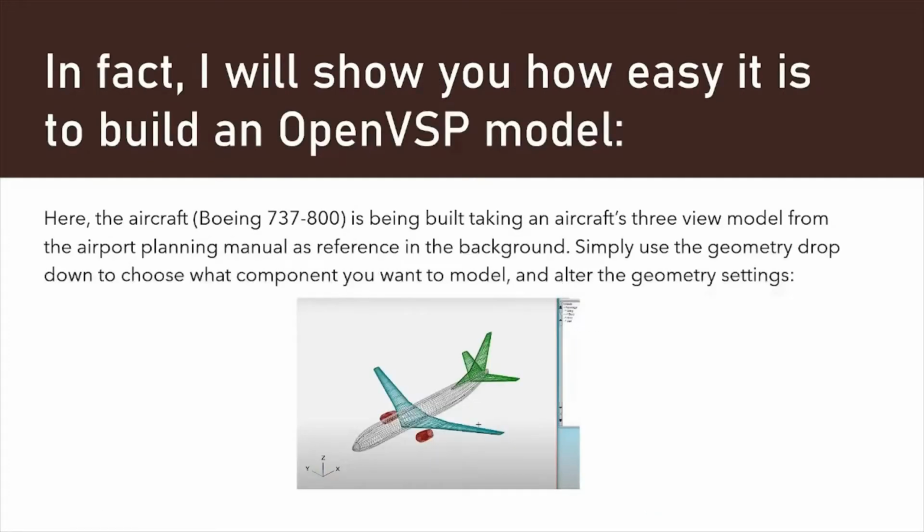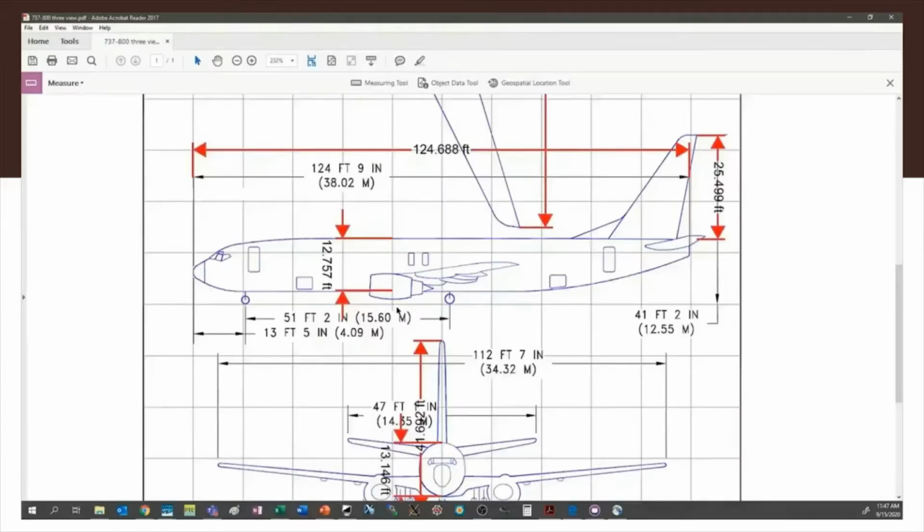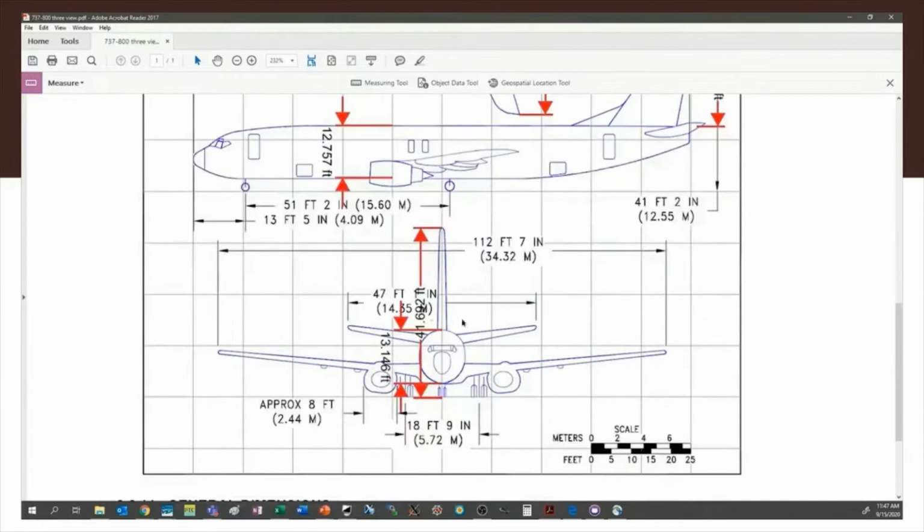In fact, I'm going to kind of show you how easy it is to build an OpenVSP model. So here in aircraft, the Boeing 737-800 is being built, by taking the aircraft's 3-view model from the airport planning manual as a reference in the background, and kind of using these geometry functions in OpenVSP to choose what component you want to model and alter the settings. So this brief video will give you kind of a gist of all of that.